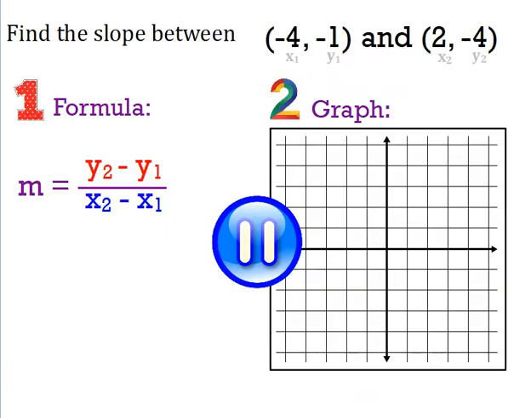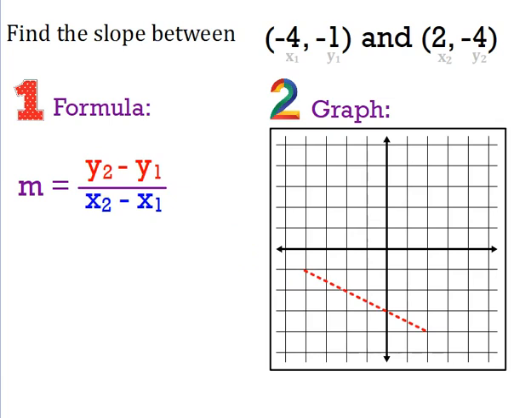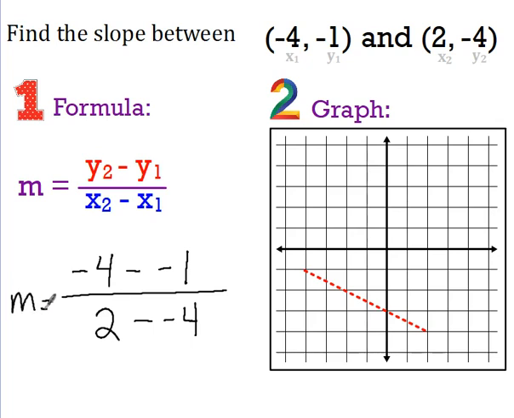Okay, let's try it together. Let's find the slope between (-4, -1) and (2, -4). Our formula asks for y2 minus y1 over x2 minus x1, and that's going to be my slope, my movement. -4 minus -1 is like -4 plus 1, so -3. And 2 minus -4 is like 2 plus 4, so 6. So my slope is -3/6, which can be reduced to -1/2.